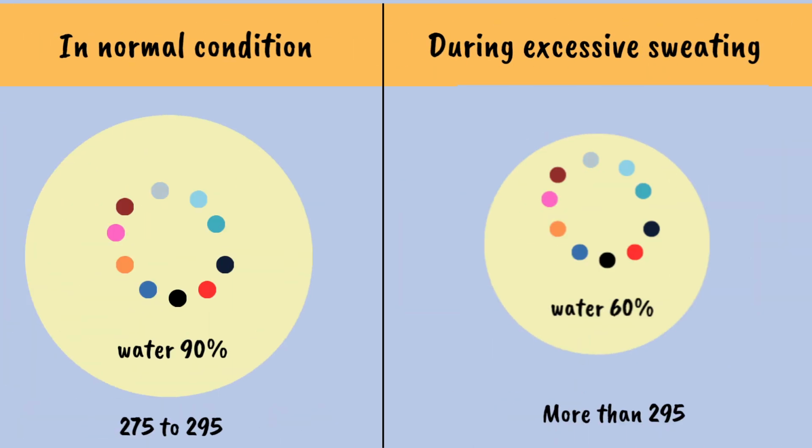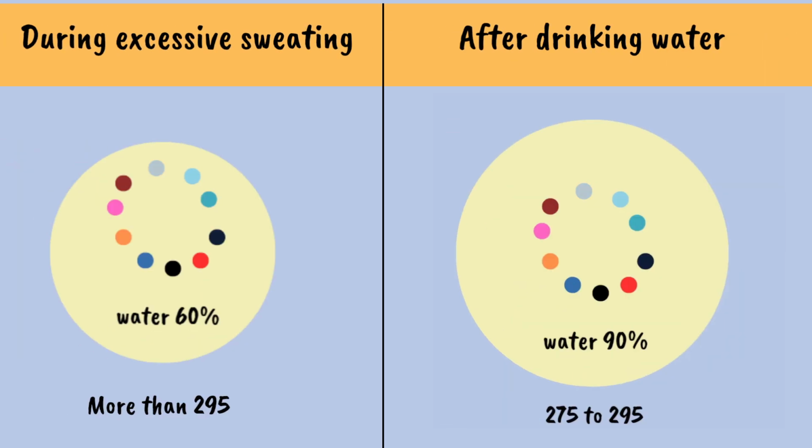During excessive sweating, your body loses water and electrolytes. When water decreases, plasma becomes more concentrated because the level of the water decreases while the number of solutes stays the same. As a result, the osmolarity of plasma increases, rising above the normal range. If you drink water, the osmolarity decreases because more water is added, making the plasma less concentrated.